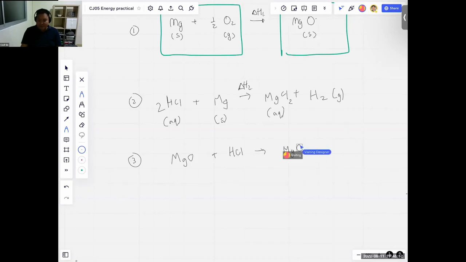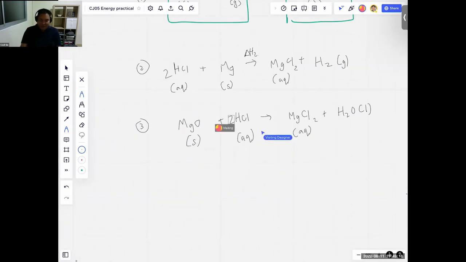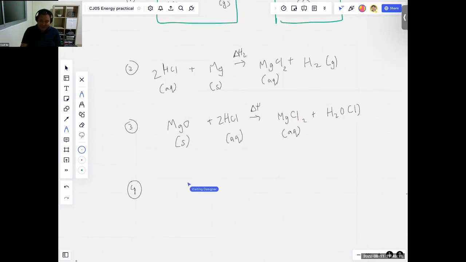Is it just MgCl2 and H2O? Yes. MgCl2. Good. Don't forget to balance. One more. You still have the H2. Okay, this one we call it delta H2. H2 plus O2. You know why? Because so that we can convert this into here.